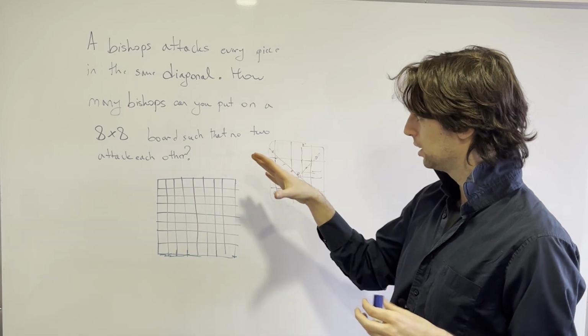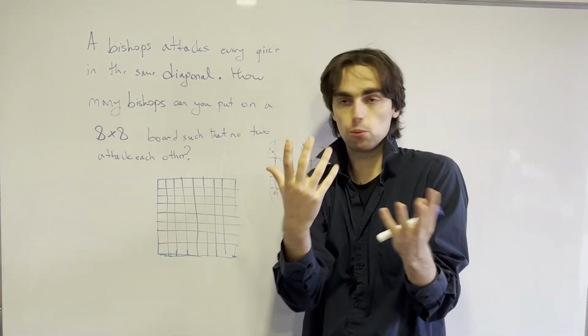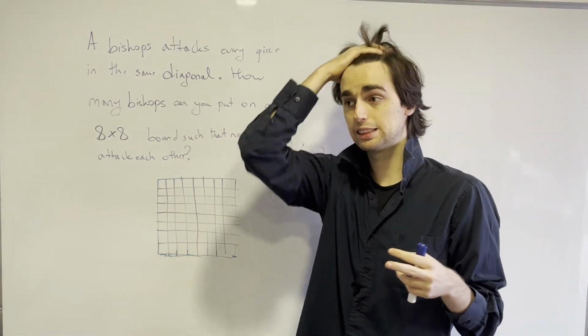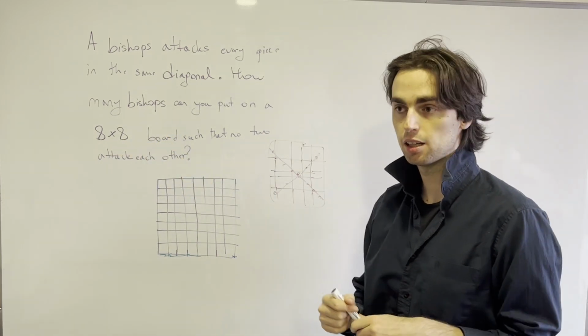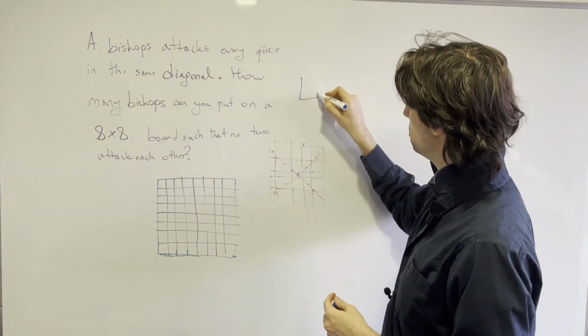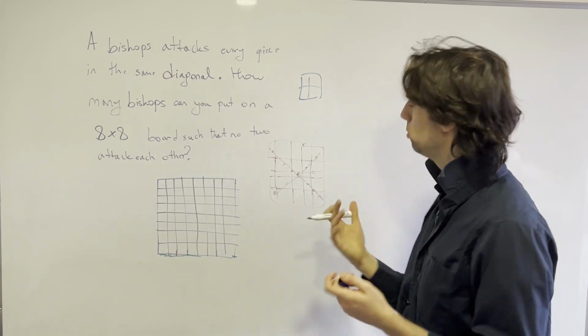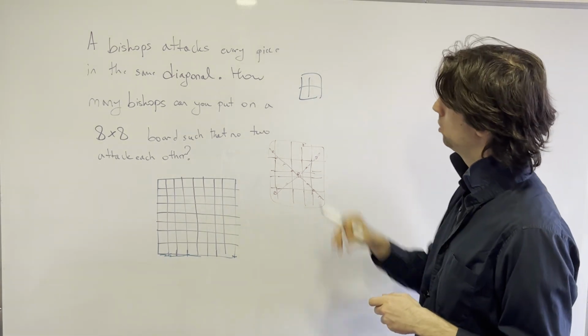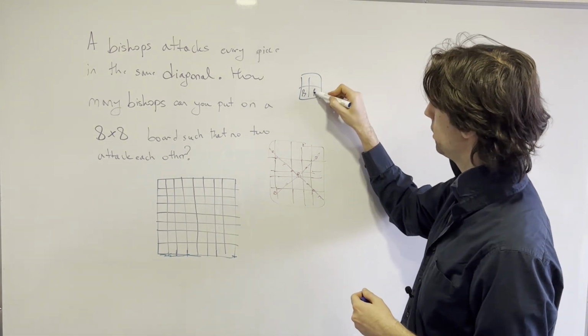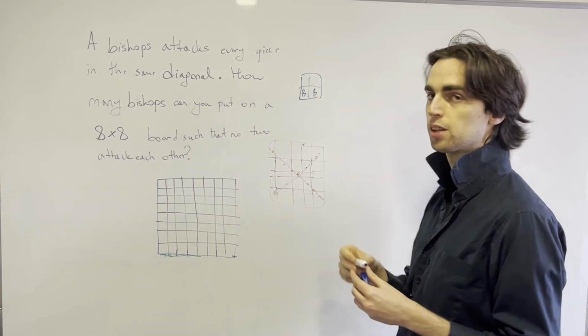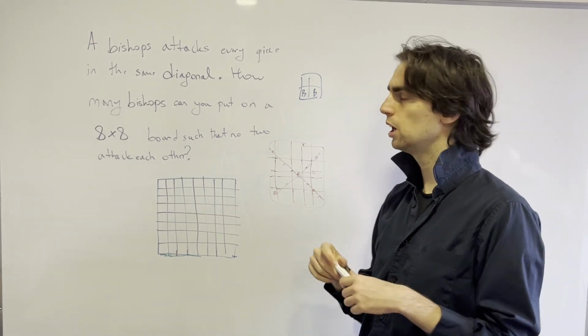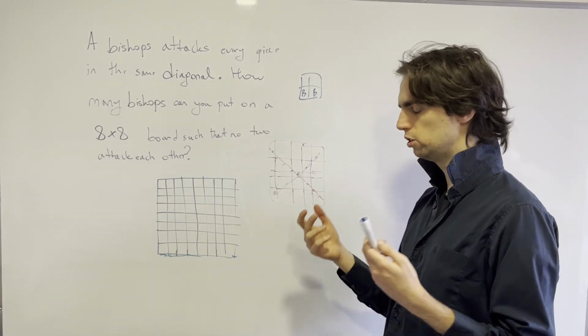So here's a general principle when you're trying to solve problems: instead of 8 times 8, what about, say, a 2 times 2 board? Well, on a 2 times 2 board, I can put 2 bishops, right? I can put a bishop here and a bishop here, or here and here, and it's done. Now, how do I prove that I can only put 2?